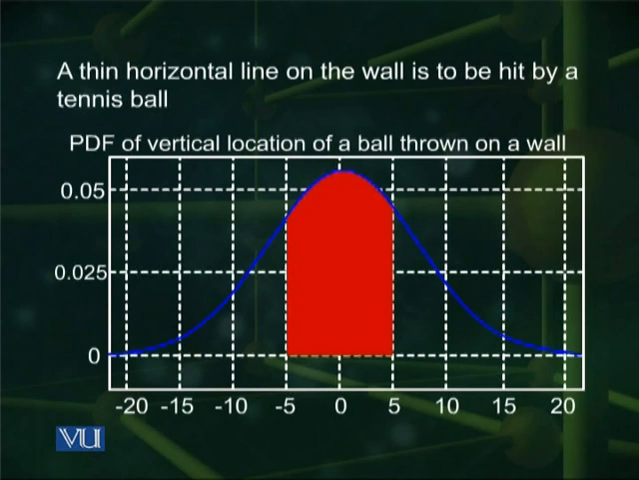Let's find the probability of another event, that is, that the point that you hit will be at least 15 centimeters away from the target.